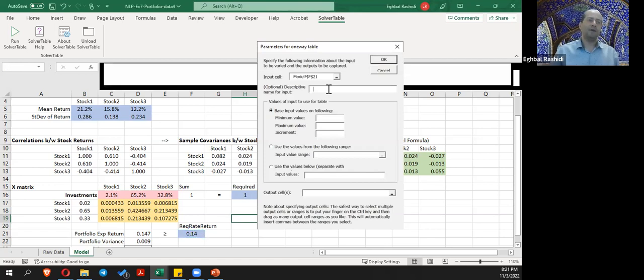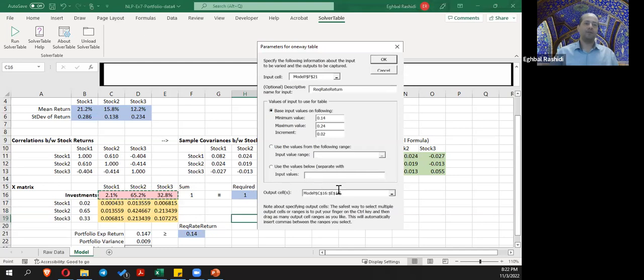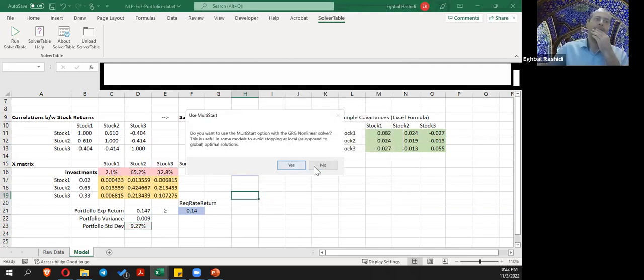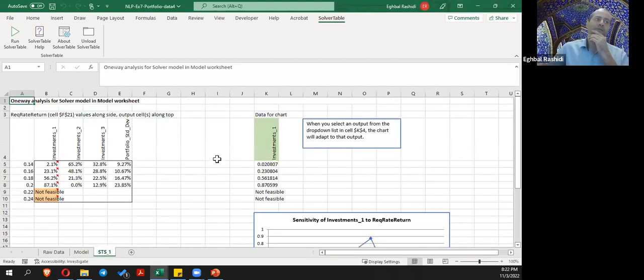The input cell is this, and that's actually the required rate of return. I'm going to go from 14% to 24% by 2%. And what I want is the stock portfolio and also my risk. So you run it here. This is stock one, which is Apple. This is stock two, this is stock three. For 22 and 24%, actually, that's infeasible.